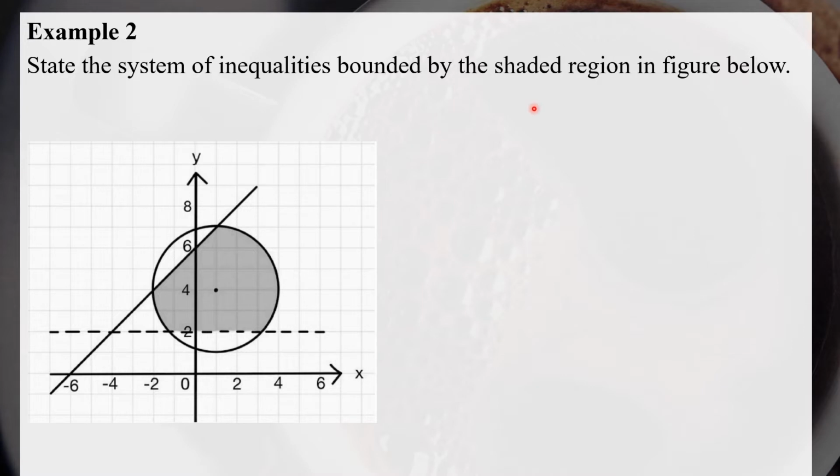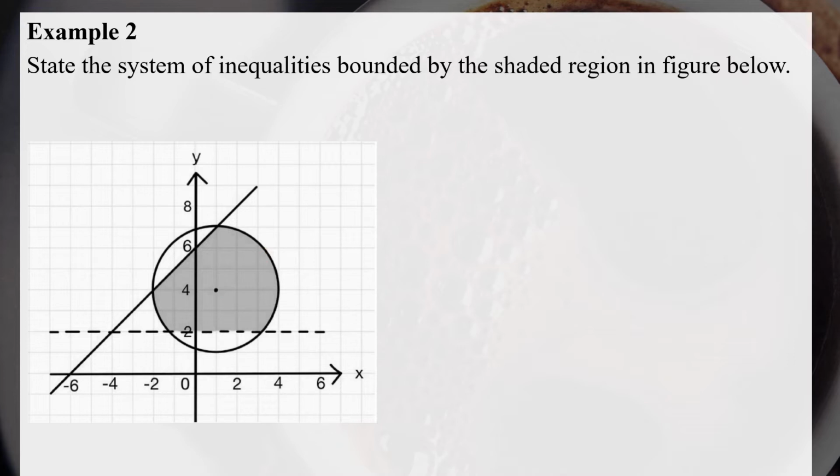Let's look at the second example. State the system of inequalities bounded by the shaded region in the figure below. So here is the graph and the shaded region. Different from the first example, in this question the graph and the shaded region are given. So what we need to do here is find the system of inequalities bounded by this shaded region. In our first step, we should determine how many inequalities bound this region.